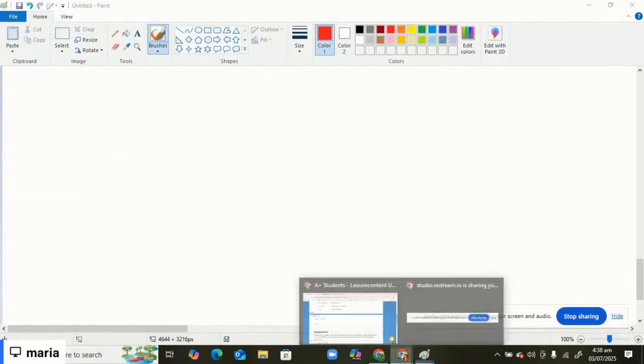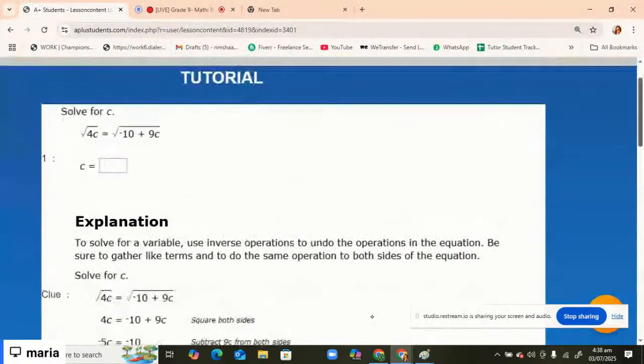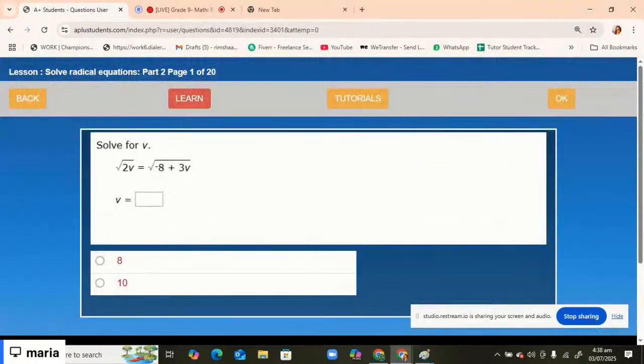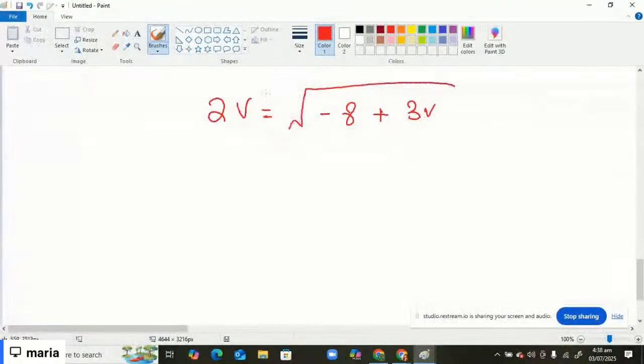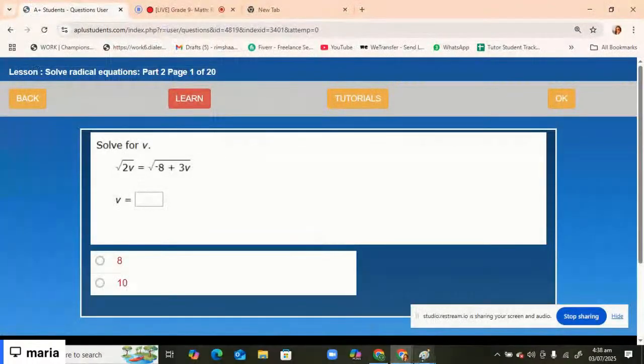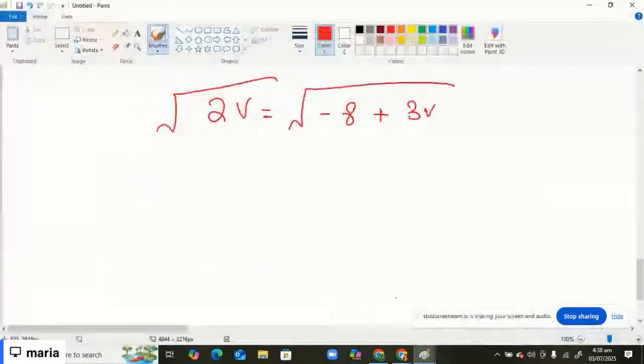Now let's do some test questions for that. 2V is equals to minus 8 plus 3V. This is the question. Now they are saying let's solve for v. What is the first step that we will take? We are going to take the square on both sides.